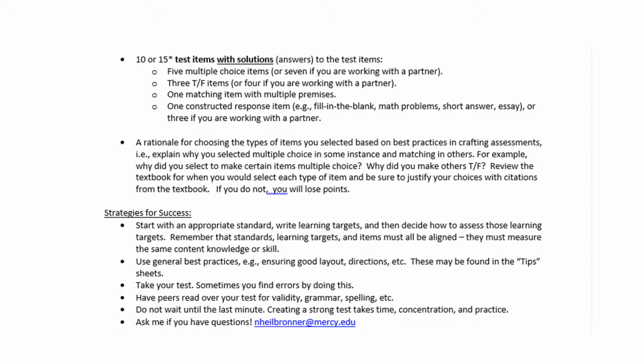It means that think of the columns and matching left and right. Let's say you have 5 items in the left column and 5 items in the right column. That counts as one matching item. If you had 20 in the left column and 20 in the right column, it would still count as one item. Premises are the items in the matching, but overall that still just counts as one matching question. And then later, 1 constructed response item, or 3 if you're working with a partner.